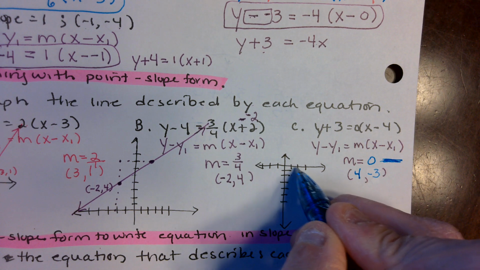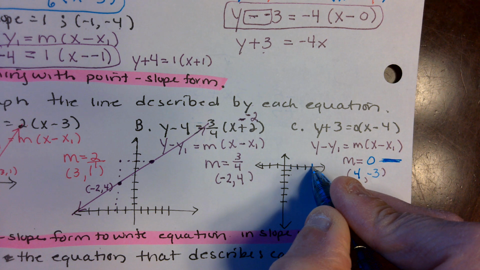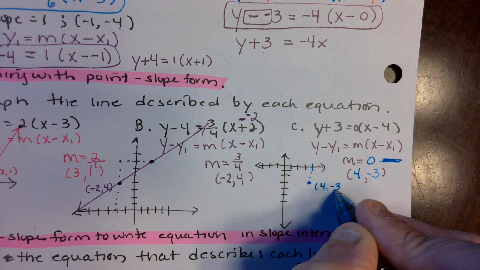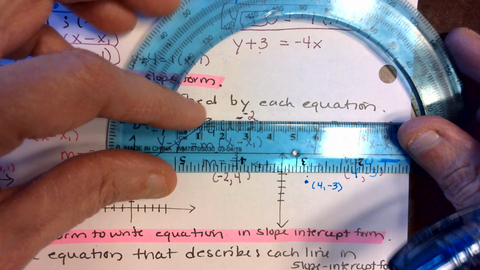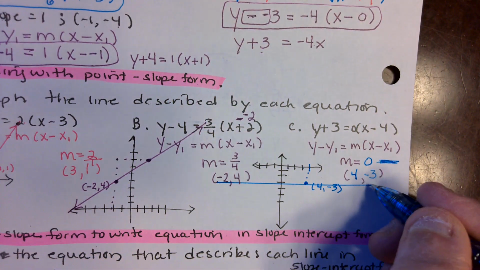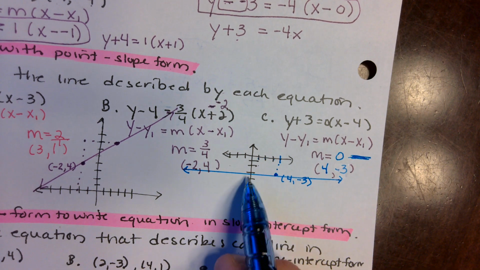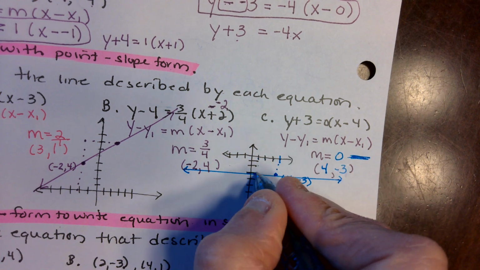So 4, 3. Oh, I didn't go far enough. 1, 2, 3, 4. 1, 2, 3. And there is no slope, so I don't need to plot another line. I know it's going to be a horizontal line right through there. No slope, 0, right? And I missed the line, unfortunately, but you get the point. Should be going right through that.